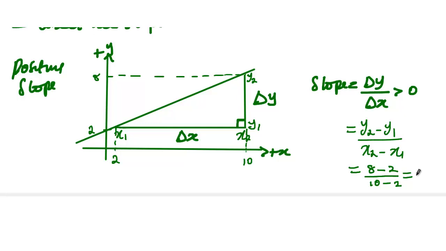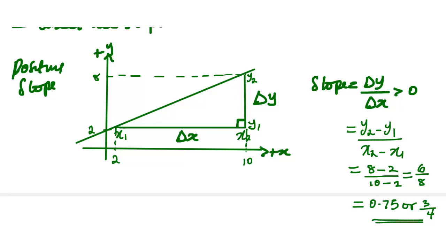So at the end of it, we have 8 minus 2, and 8 minus 2 will give us 6. And 10 minus 2 is 8. So at the end of it, 6 divided by 8 will give us 0.75. This is 0.75, or 2 in 6, 3, 2 in 8, 4. So this is our slope. And you can see that 0.75 is greater than 0, which makes it positive.